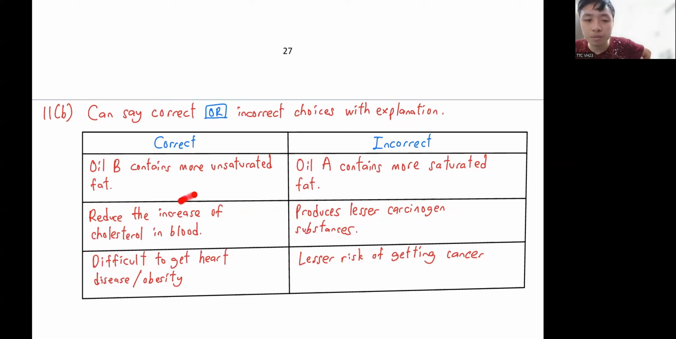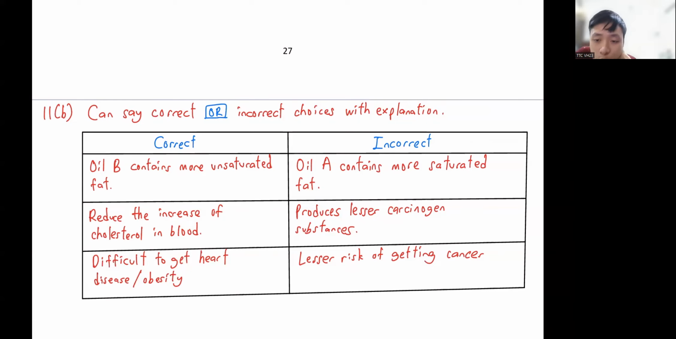So this one has less saturated fat, and this one has more unsaturated fat. Unsaturated fat means you have less saturated fat. Saturated fat brings a lot of cholesterol, a lot of fat. So if it is using oil B, you can reduce the increase of cholesterol in the blood. What is the advantage? It's not so easy to get heart disease or obesity.